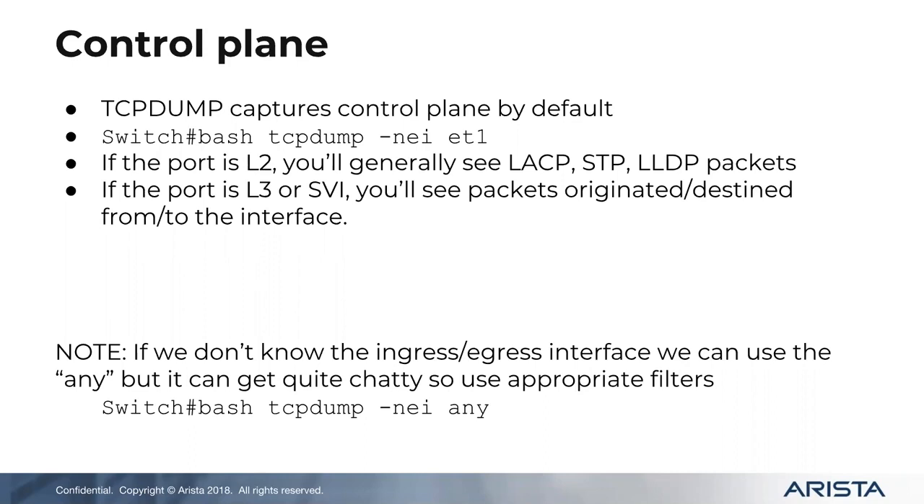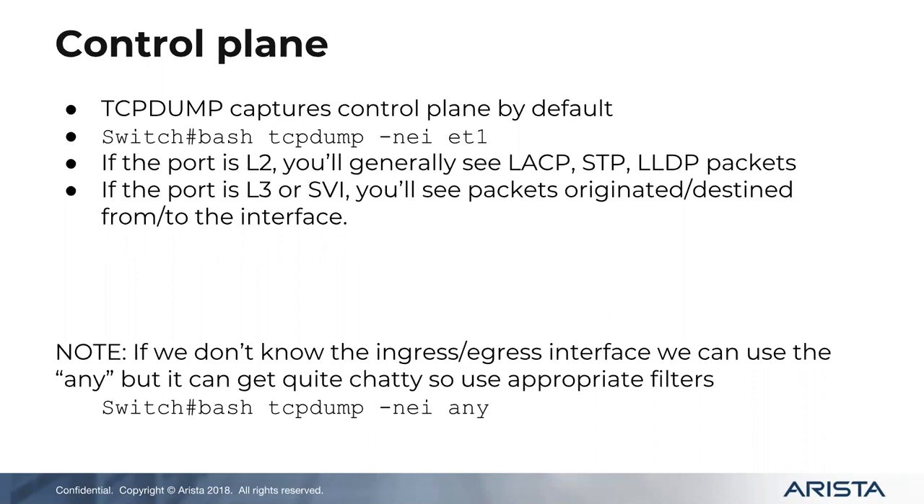Now remember, in the last slide when I talked about control plane traffic, I mentioned any packets punted to the CPU. In this case, if Ethernet 1 is L3 port, then in addition to protocol packets, that is BGP and OSPF, TCPDUMP will also capture ICMP packets, packets that have IP options set, because such packets are software forwarded and punted to the CPU.